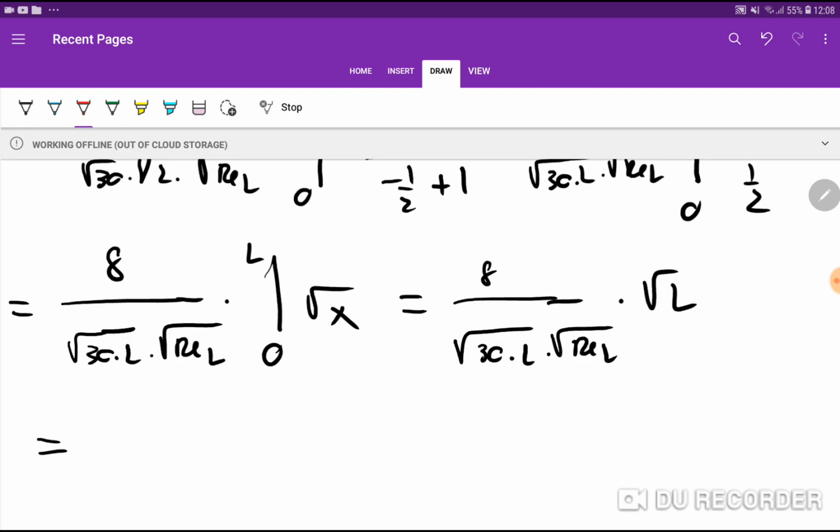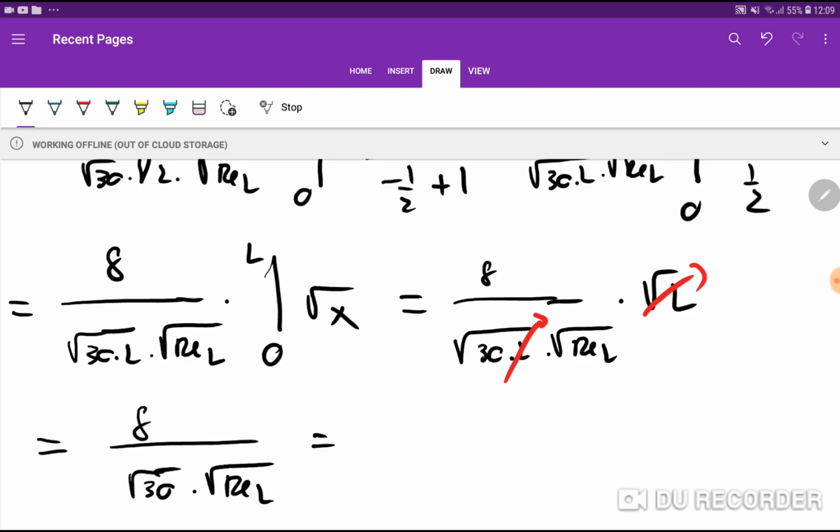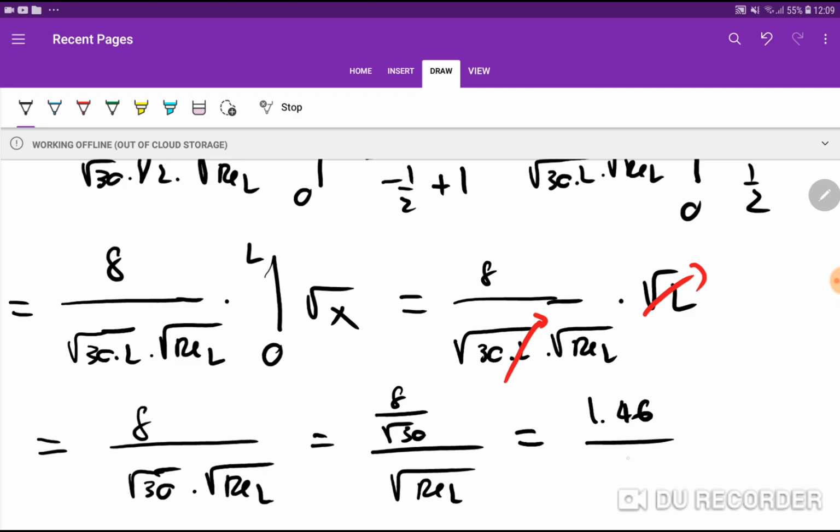Yes, you can. Square root of L cancel L. Sorry, it's kind of nasty. Let me write like this. So it becomes 8 over square root of 30 times square root of REL. If you write a little bit, it would be 8 over square root of 30 of square root of REL, and 8 over square root of 30 is approximately 1.46 of square root of REL.